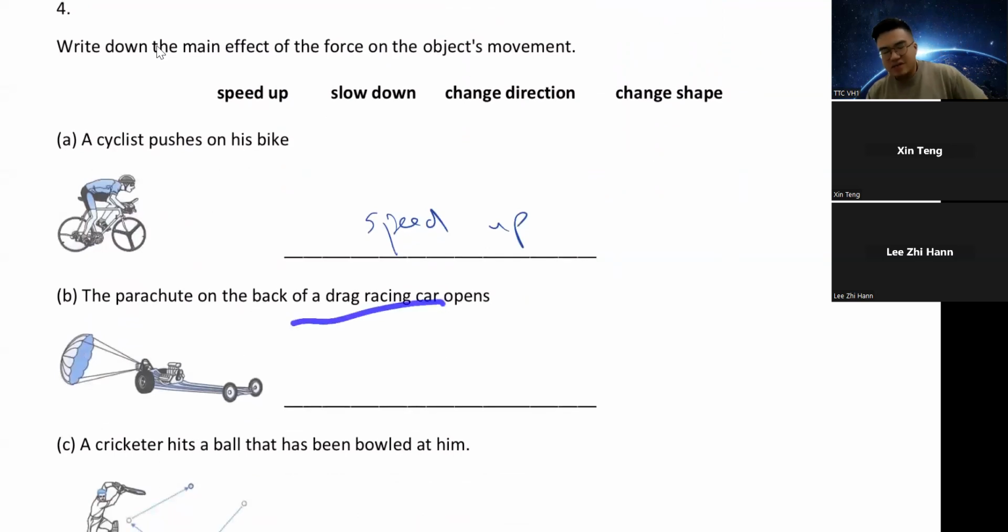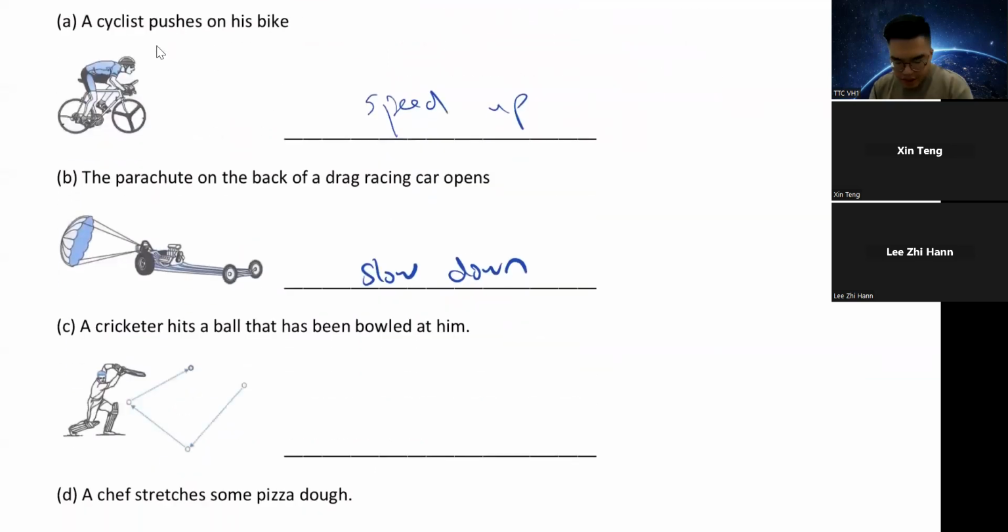Okay, do you know what's a drag racing car? This is a car that goes straight in a very fast speed. They are so fast, in fact, they need a parachute to slow down. Okay, so this parachute is to slow down the car.